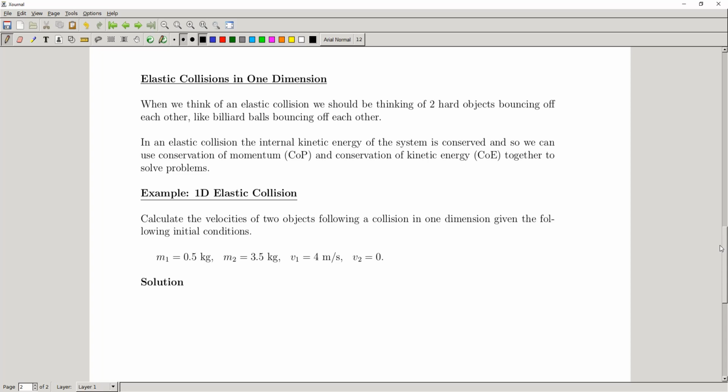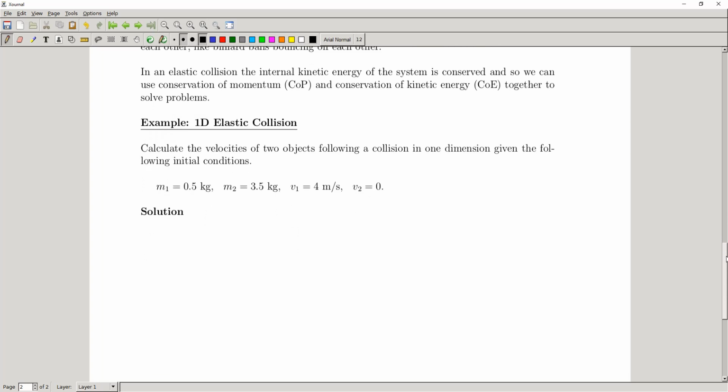In this specific type of collision, this collision of two hard objects bouncing off of each other, we don't just have conservation of momentum, we also have conservation of kinetic energy. So in this special case, we can use conservation of momentum, and we can also use conservation of kinetic energy. Using both of these tools together is going to let us solve some problems. We can generate two equations, and we're going to have two unknowns, so we need both of these equations to be able to solve for the variables that we're looking for.